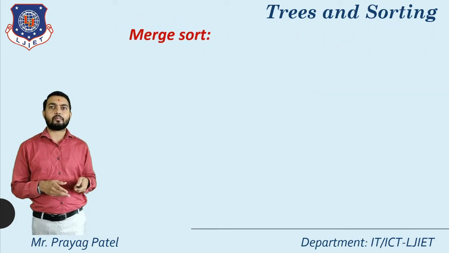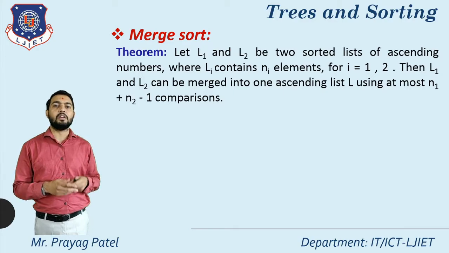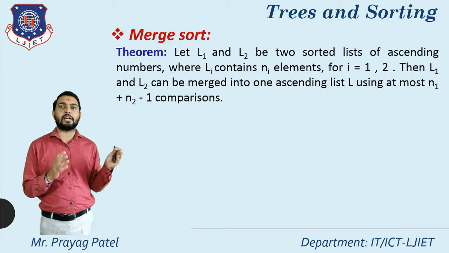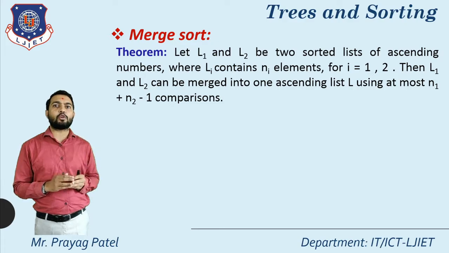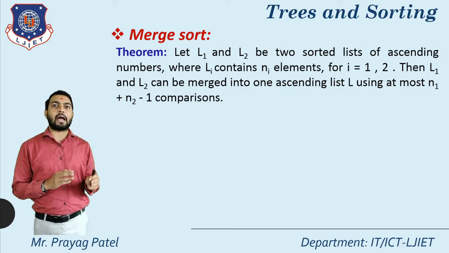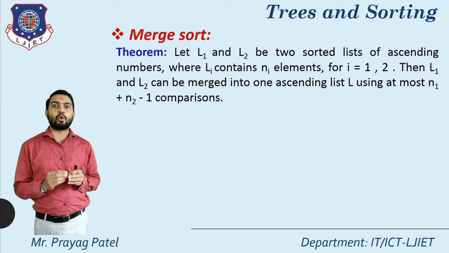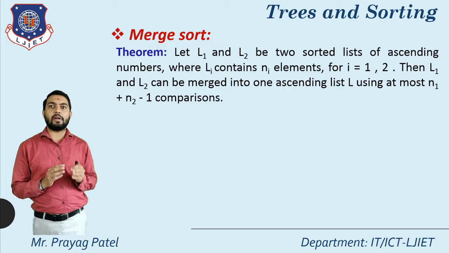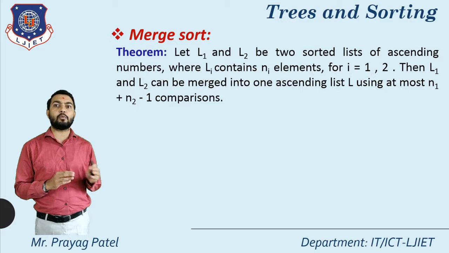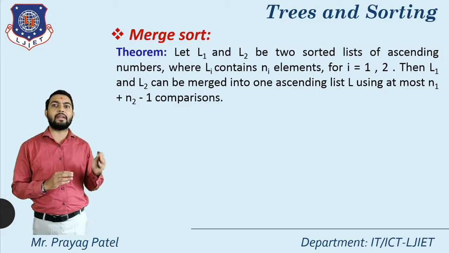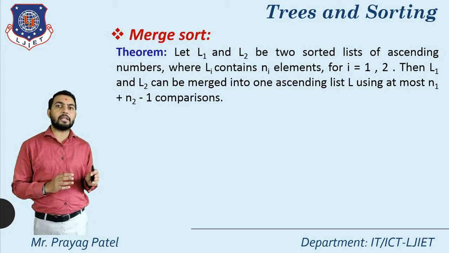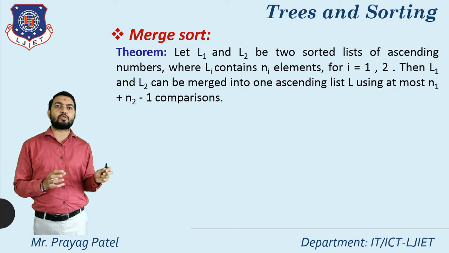Now in merge sort we perform many operations. For merge sort, there is one theorem: let L1 and L2 be two sorted lists of ascending numbers, where Li contains Ni elements for i equal to 1 and 2. That means L1 contains N1 elements and L2 contains N2 elements. Then L1 and L2 can be merged into one ascending list L using at most N1 plus N2 minus 1 comparisons. That means both list 1 and list 2 are already sorted.